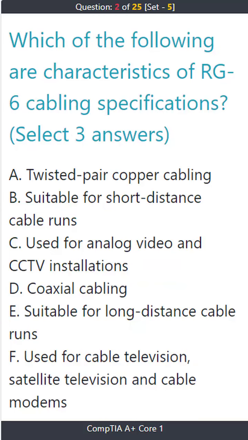Question 2. Which of the following are characteristics of RG6 cabling specifications? Select 3 answers. A. Twisted pair copper cabling. B. Suitable for short-distance cable runs. C. Used for analog video and CCTV installations. D. Coaxial cabling. E. Suitable for long-distance cable runs. F. Used for cable television, satellite television, and cable modems.